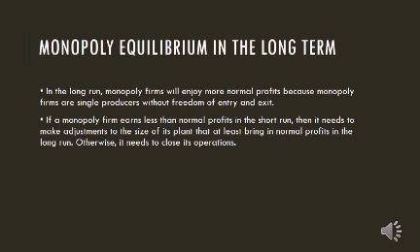Monopoly equilibrium in the long term. In the long run, a monopoly firm will enjoy more than normal profit because monopoly firms are single producers without freedom of entry and exit. If a monopoly firm earns less than normal profits in the short run, then it needs to adjust the size of its plant to at least bring in normal profit in the long run, otherwise it needs to close its operation.